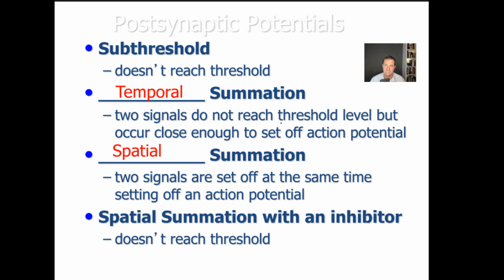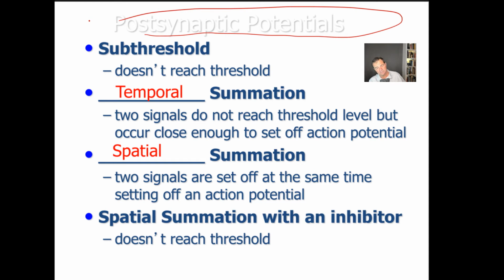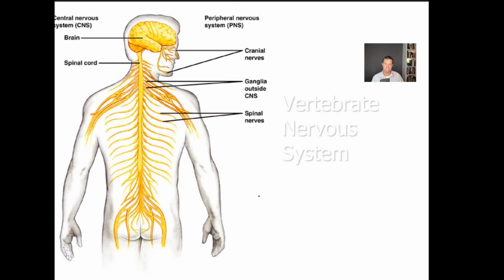So you can get what we call postsynaptic potentials, what happens after the synapse. You can get temporal summation, where again you have two signals that don't reach threshold, but in time, they do it quick enough. Or spatial, where two signals are set off about the same time coming from different spots. So you can get temporal summation, spatial summation, or you can get inhibition, which is the next one.